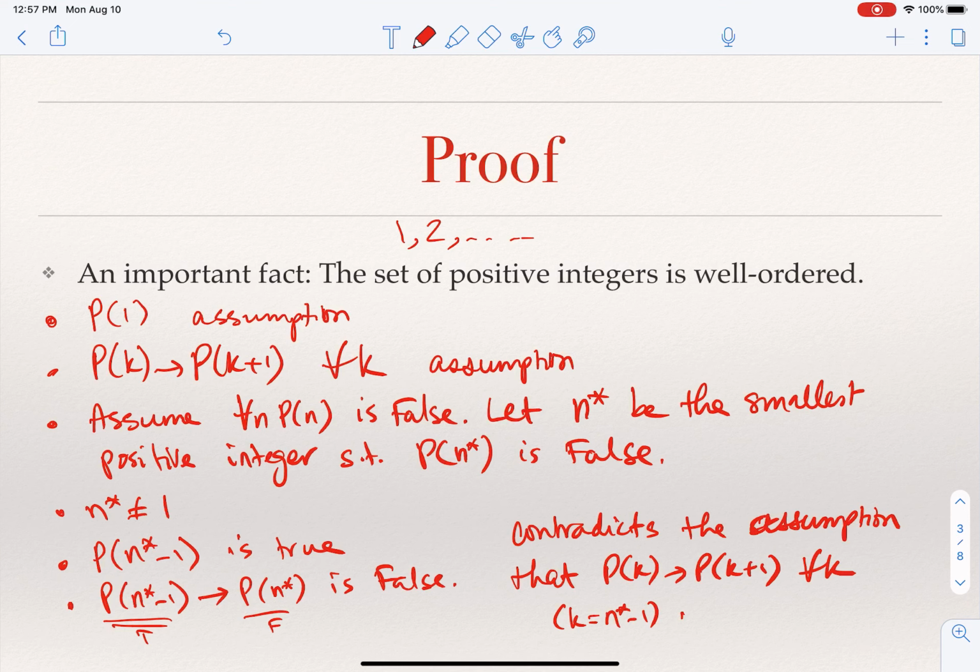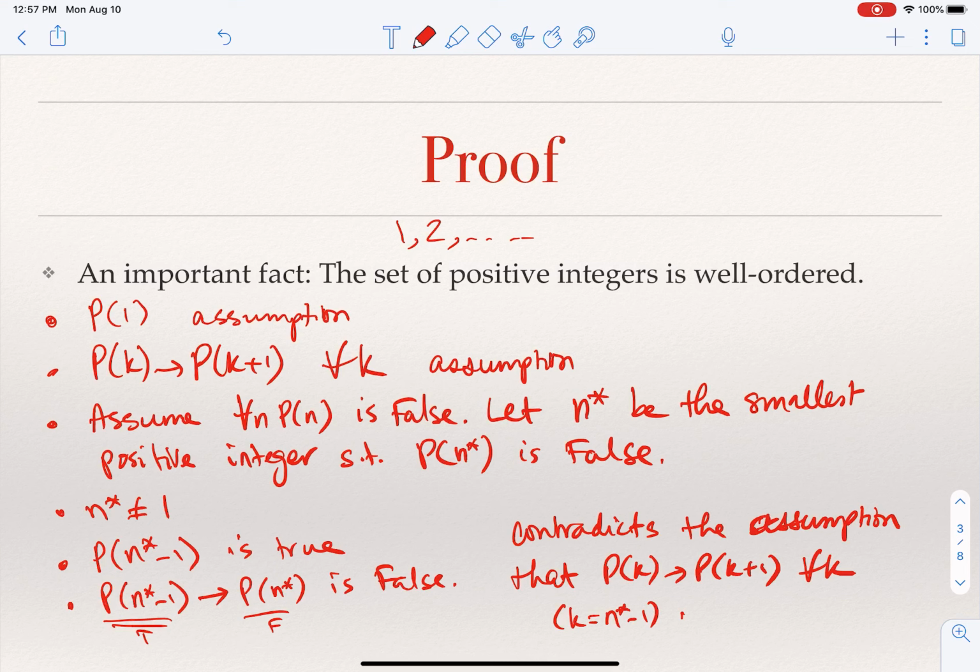So these two assumptions, that P of 1 is true and P of k implies P of k plus 1, if we assume that P of n is false for some n, then we can look at the smallest such n, and then we establish a contradiction by showing that P of n star minus 1 implies P of n star is false.